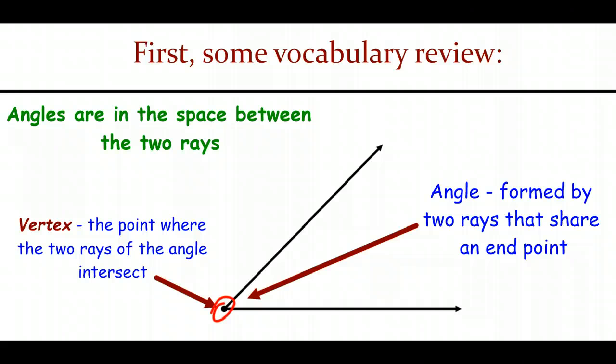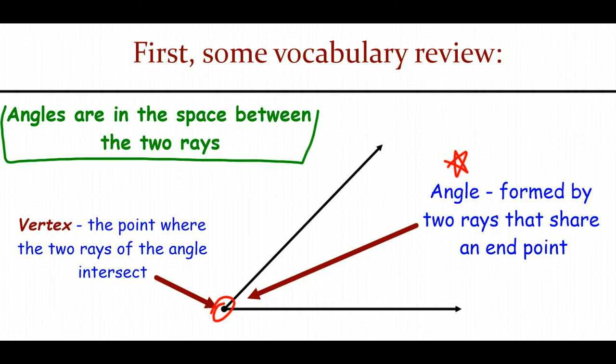The angle, formed by two rays that share the same endpoint. The fact that angles are actually the space between the two rays, as much as they are the rays themselves. When we talk about angles, we're talking about that space between them. And the vertex is the point where the two rays of the angle intersect. Go ahead, pause the video, write those down, come back when you're ready to move on.